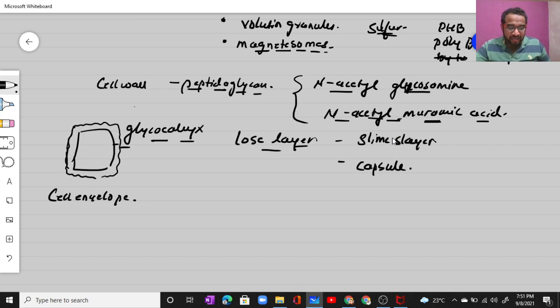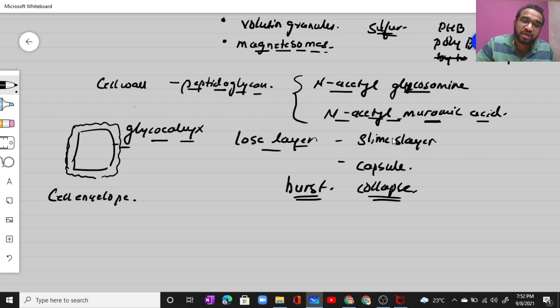Okay, so this is a slimy layer, or slime layer, or a capsule, which can be called the glycocalyx. This capsule or slime layer basically determines the shape of the cell, we can say. It provides a strong structure so that the bacterium should not burst or collapse under unfavorable conditions. Right, so this is all about the cell envelope.